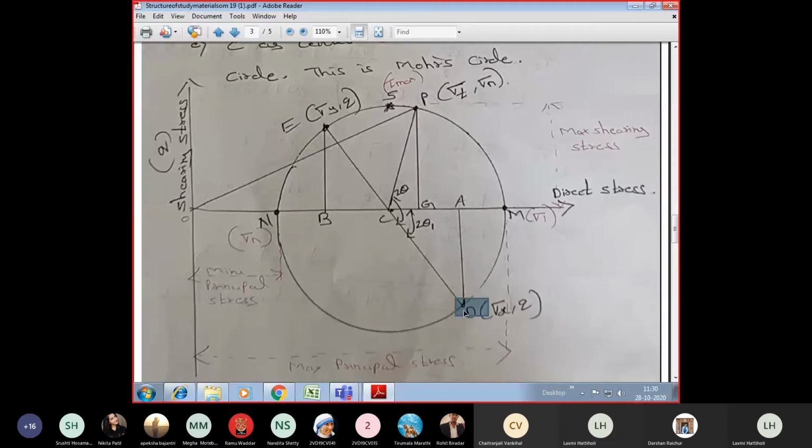How do you mark the point D? What are the coordinates of D? I have written the coordinates also: sigma x comma q. If you observe the previous examples we have solved, were sigma x and q not given to you? Was it given to you in the question? Direct stress sigma x and q, it used to be given to you in the question or no?